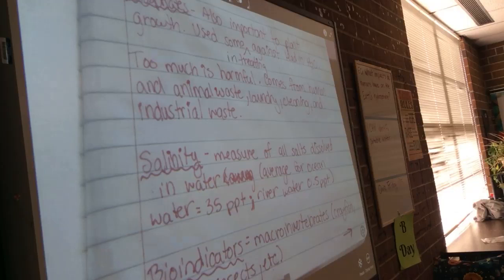So crayfish, snails, insects, worms, those types of things. Believe it or not, they are a great way to tell if water is good or not.